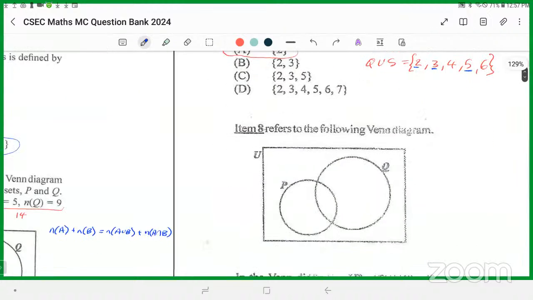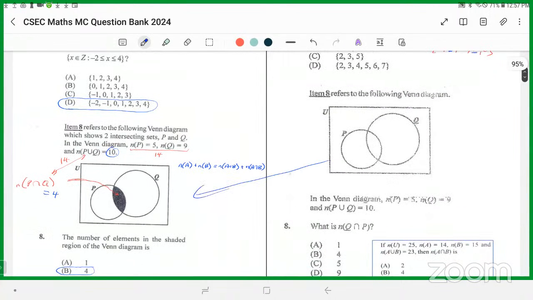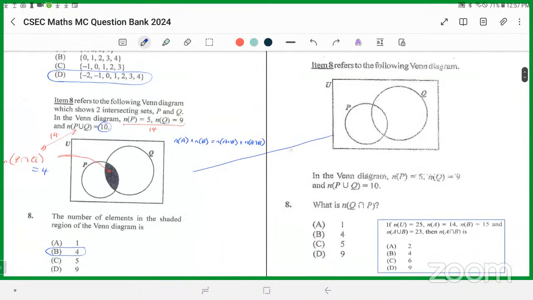All right, next question. Give us those 2 diagrams. This question and this question are the same. Just that over here, they gave this region shaded. Over here, they ask us for it. It is still referring to the intersection there. So the answer is the same. It's the same 5. See there, the same 5. Number in P is 5.